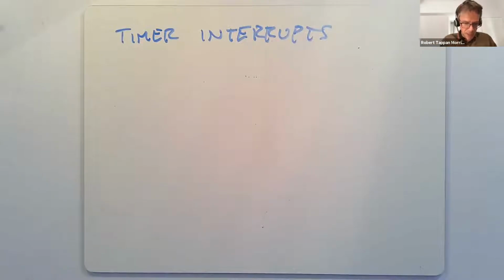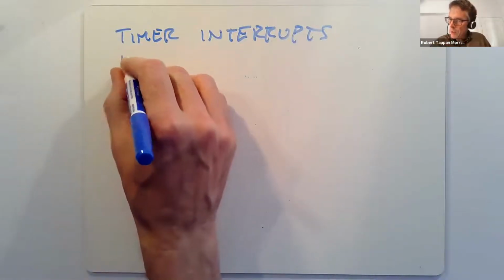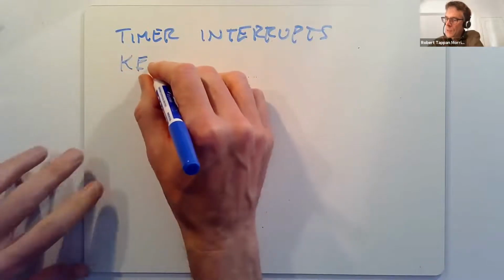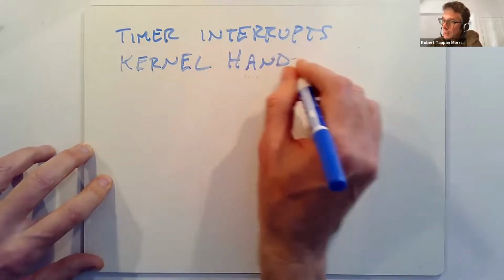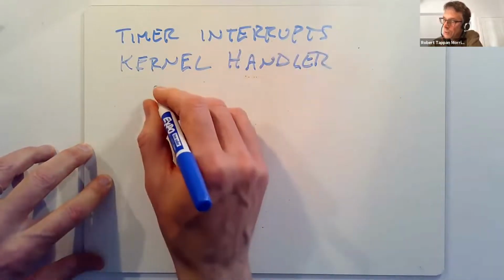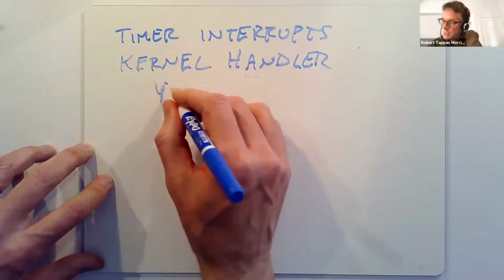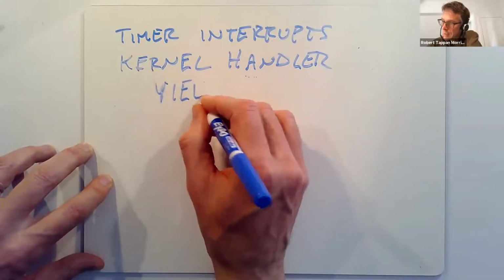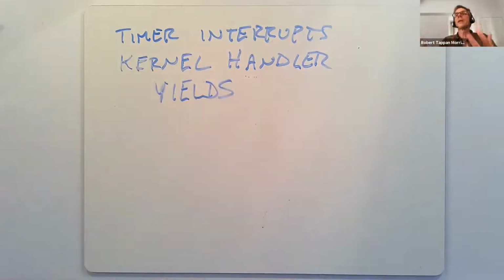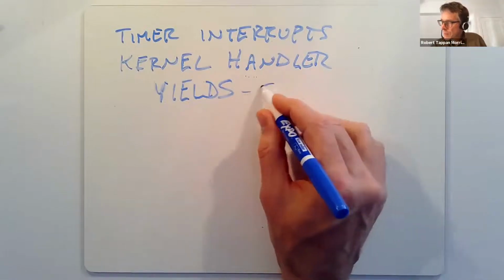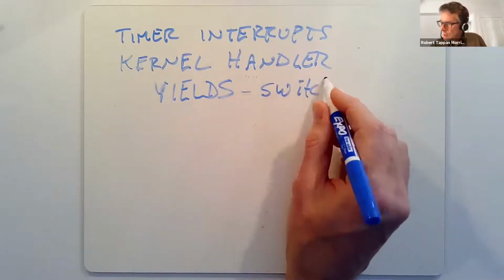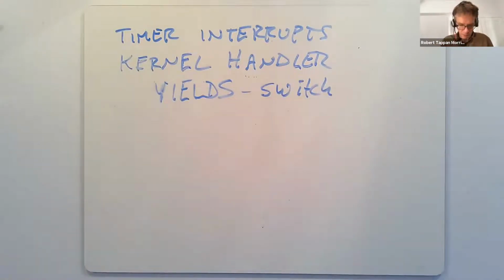The basic scheme is that we're going to have a kernel handler for these interrupts, and we'll see that the kernel handler yields. This is the usual name for this. The kernel handler voluntarily yields the CPU back to the scheduler and tells the scheduler, look, you can let something else run now. And this yielding is really a form of thread switch that saves away the state of the current thread, so it can be restored later.